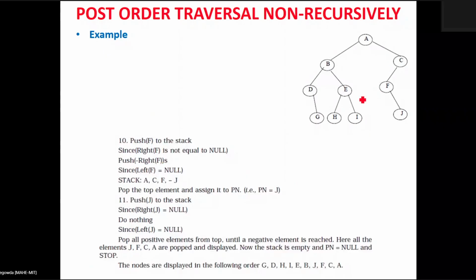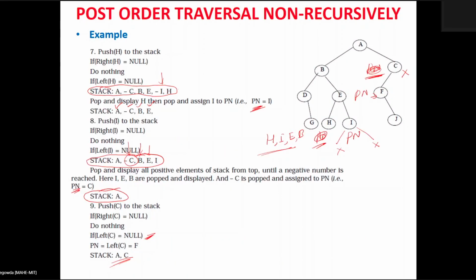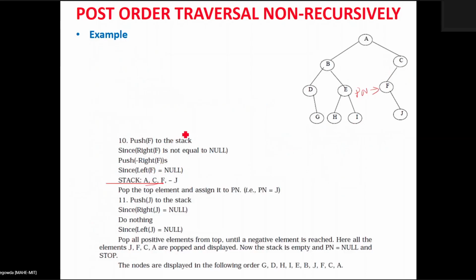Now Pn is pointing to this F. I have to push this F value onto the stack. When I push the F value onto the stack, I'll get F A C F. I'm going to test whether the right child is there or not. Yes, since the right child is there, I have to push the negated value of this J onto the stack. This is the status of the stack here.